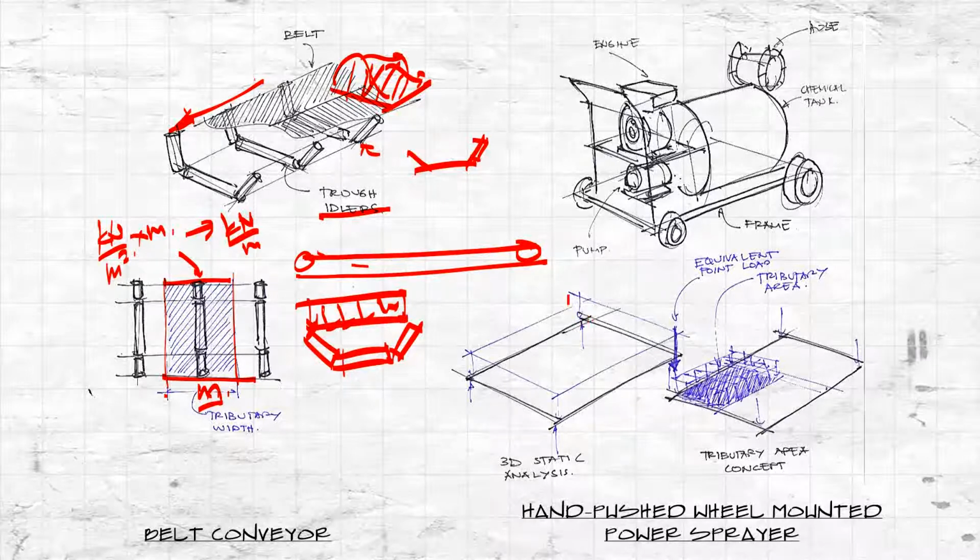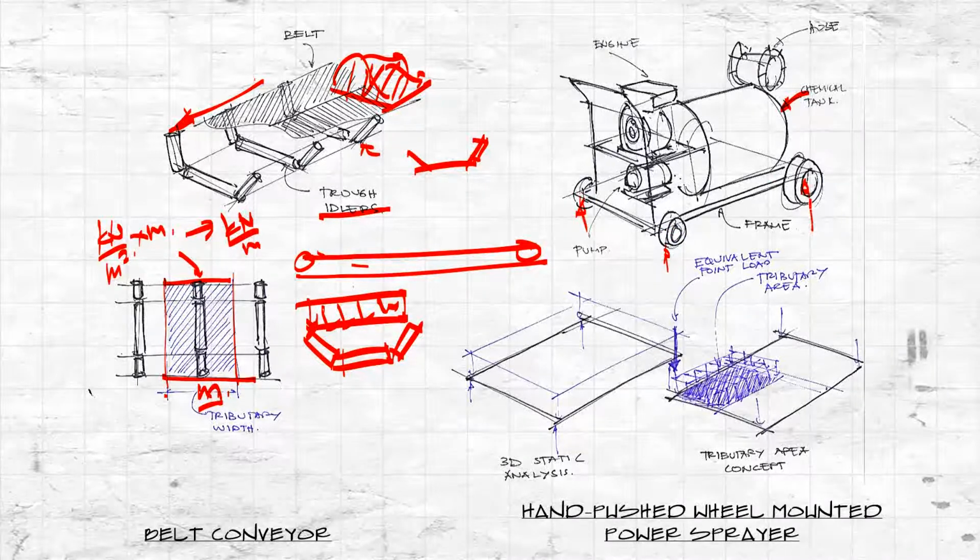Okay, and one last example is the hand pushed wheel mounted power sprayer. So for example, right here, this is our hand pushed wheel mounted power sprayer. This power sprayer has a chemical tank, and it also has some hose assembly, and it also has engines and pumps. Okay, and what if we want to compute the forces that will act on this wheel, right? So what's going to be the force?